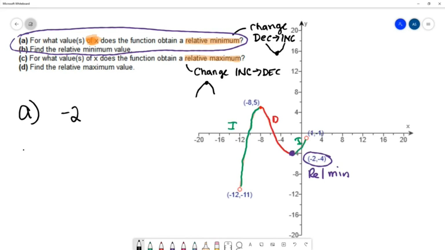And then part B says find the relative minimum value. The minimum value is the y part, so that's -4.